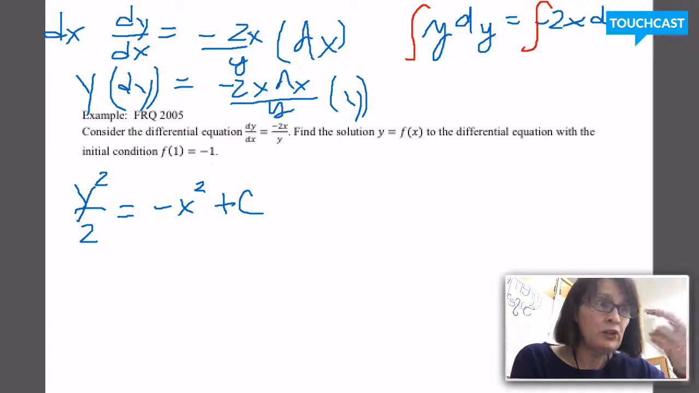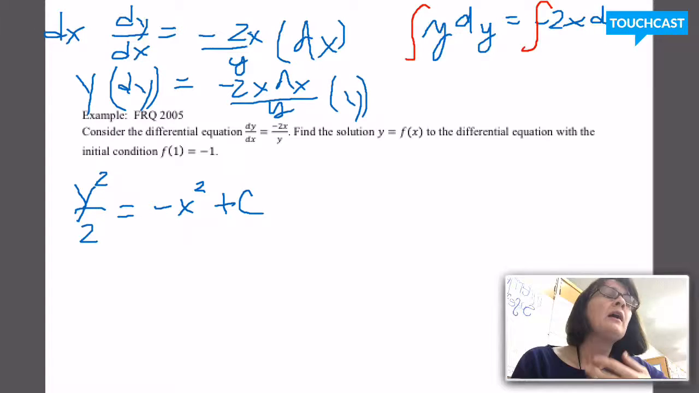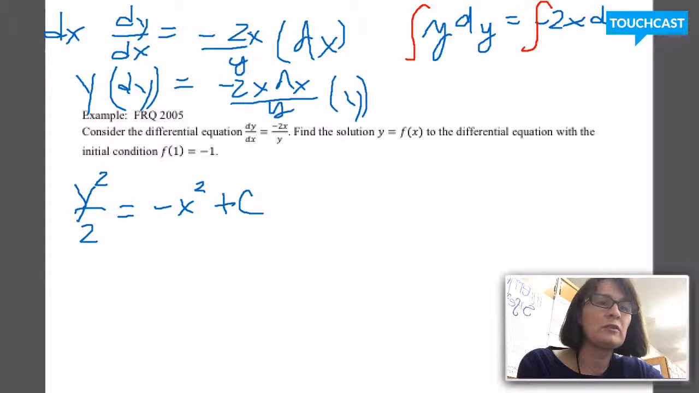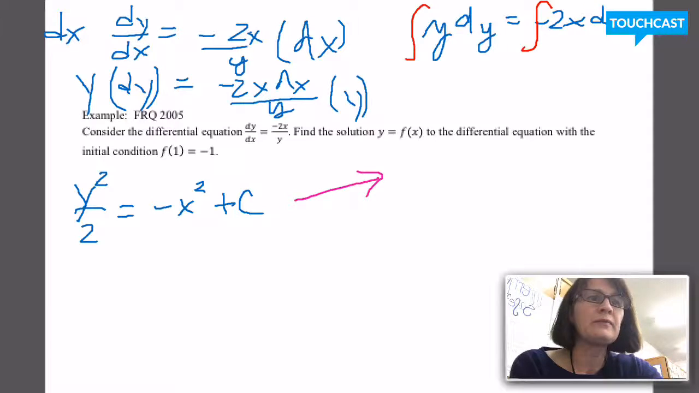So two things left to do. I have to isolate y. I have to figure out what c is. Typically, I find that it's easier to find c next, except for one kind of separable differential equation that we'll talk about on the backside. So I'm going to use this ordered pair, 1 comma negative 1, to try to figure out c. I'm going to come over here to do that.